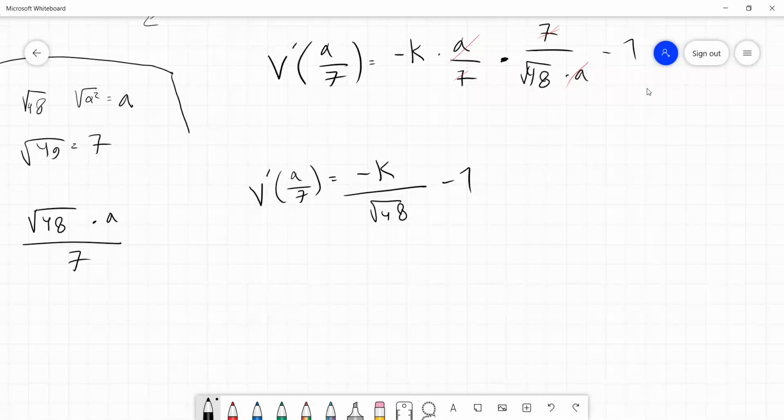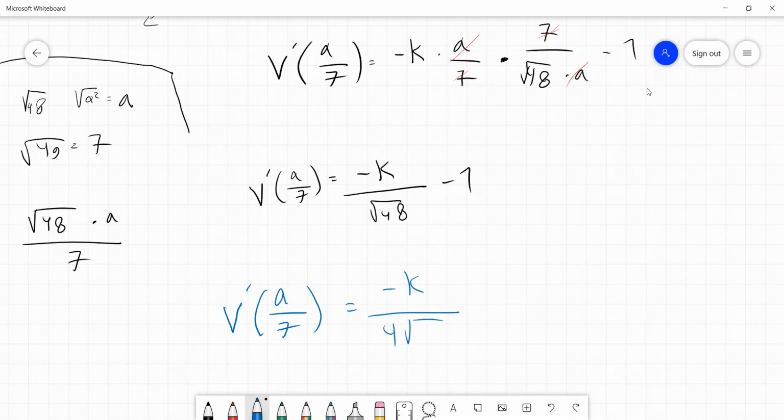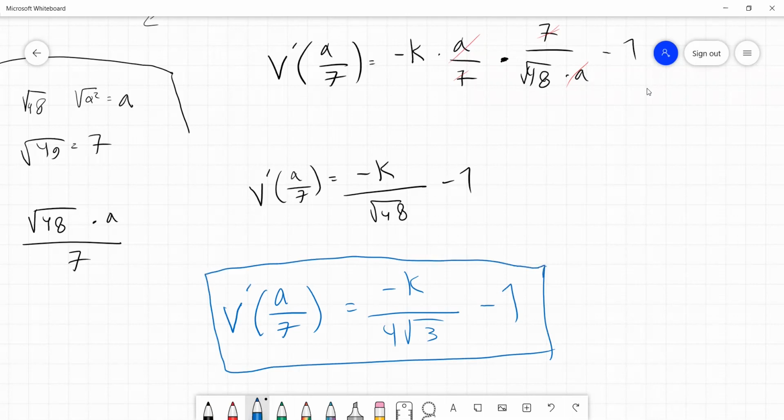And this is just for the savvy math people. If you're really savvy, of course, it's not required, I believe, but you could make it even more simplified and simplify the root as 4 root 3, so negative k over 4 root 3, minus 1, which is by definition more simplified than this one, but really by a very small margin.